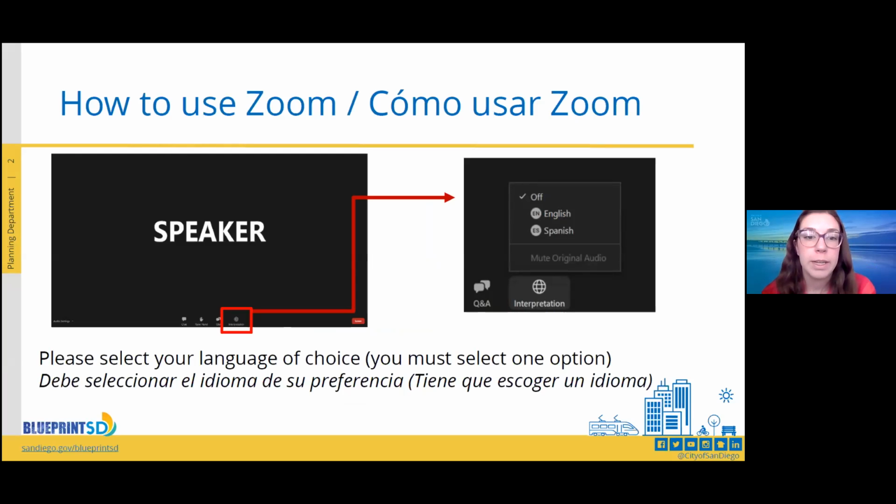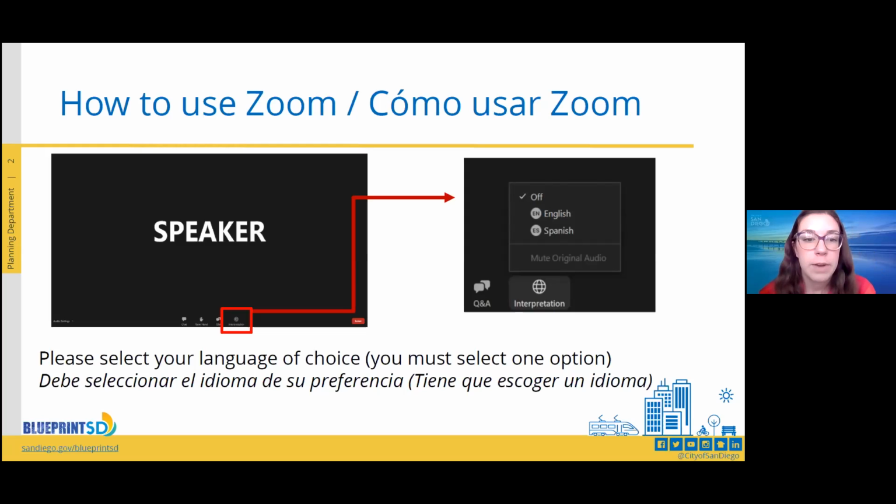We will be offering interpretation services at today's meeting for our Spanish listeners. We are now enabling the interpretation function. At this time, we ask everyone to choose your language by clicking on the interpretation button on the bottom right of your screen, as shown here. That should pop up the option to choose either English or Spanish.